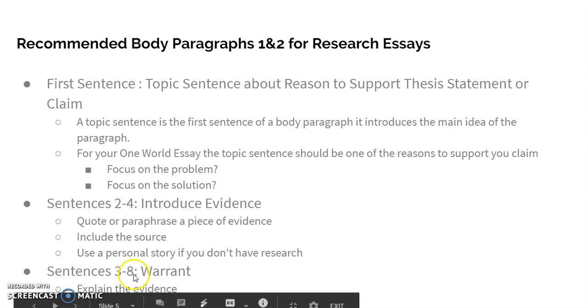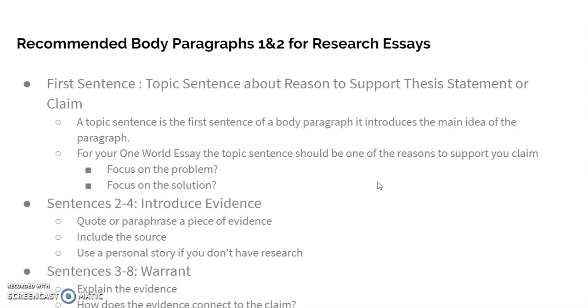So sentences 3 to 8 could be explaining the evidence. How does the evidence connect to your claim? So this will be the structure of both body paragraph 1 and body paragraph 2.